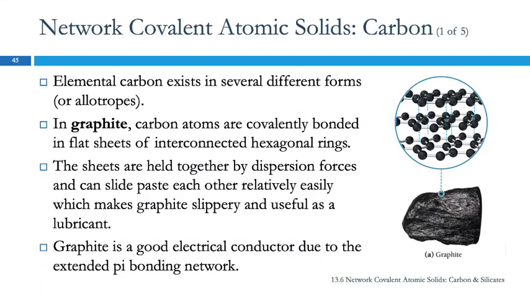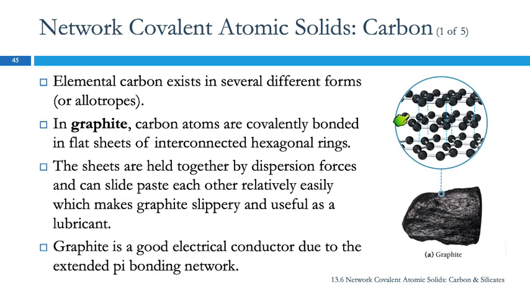Network covalent atomic solids. So here we have atoms that are chemically bonded with covalent bonds to each other. So carbon has several different allotropes, forms of its solid.